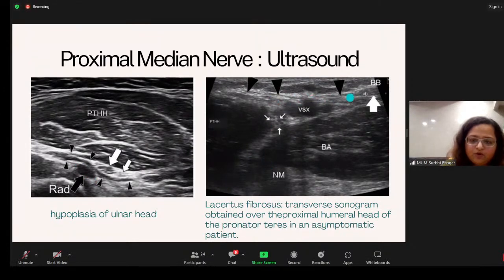This is the lacertus fibrosus. If you remember, it starts from the continuation of the biceps tendon and merges into the fibrous sheath going over the pronator teres and the flexor muscles. So this is the lacertus fibrosus. This is normal. These are the vessels, and this is the median nerve over here. This is how it should appear. So if we know normal, we will know if there is any abnormality.